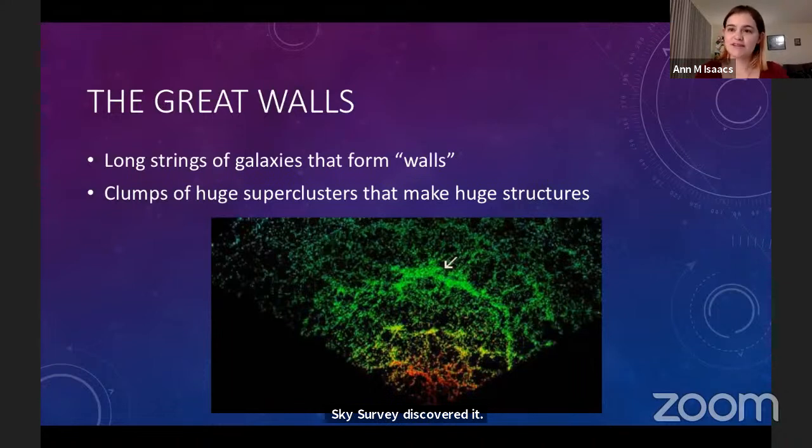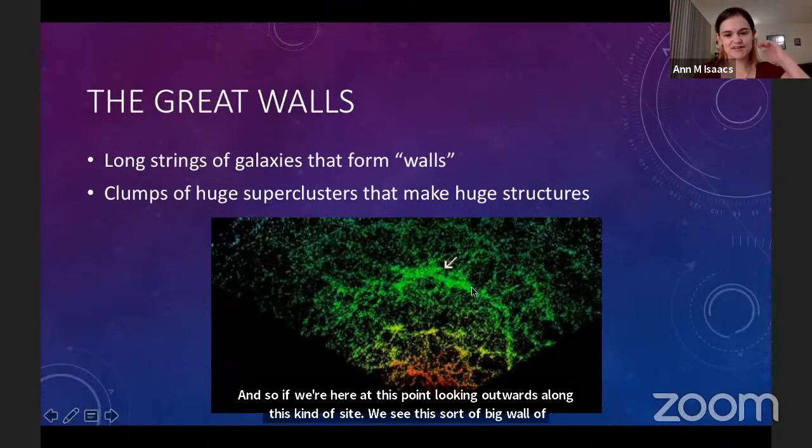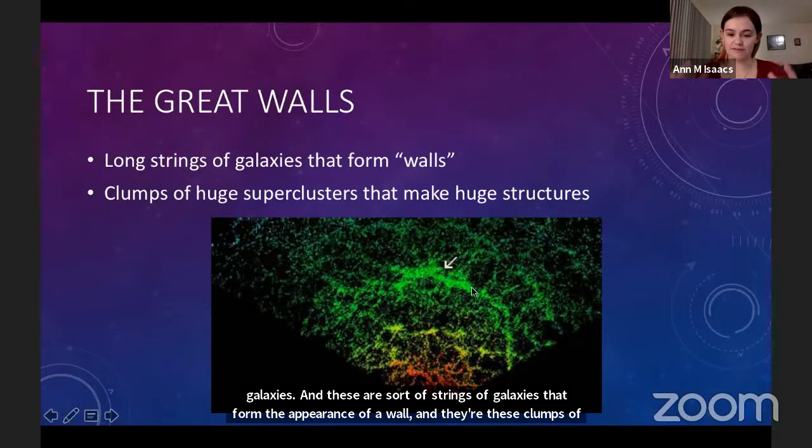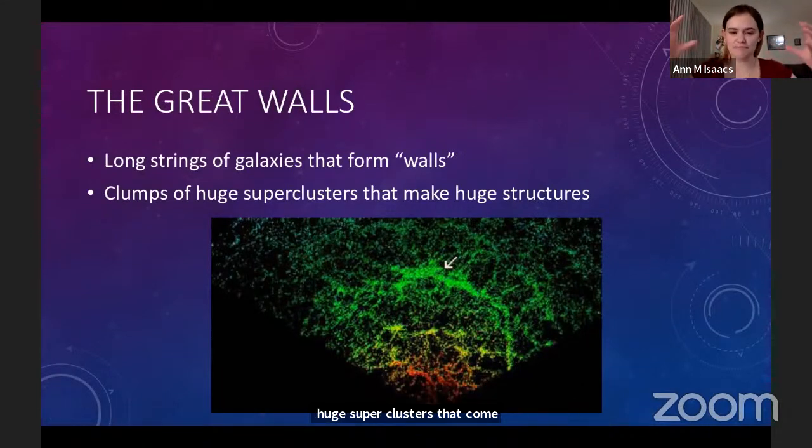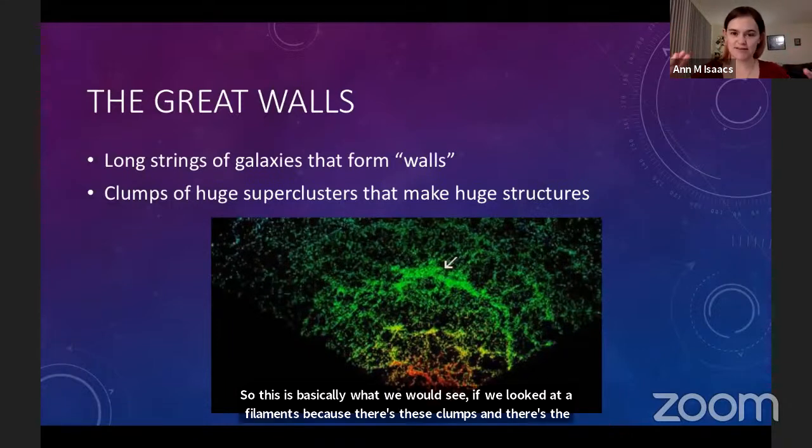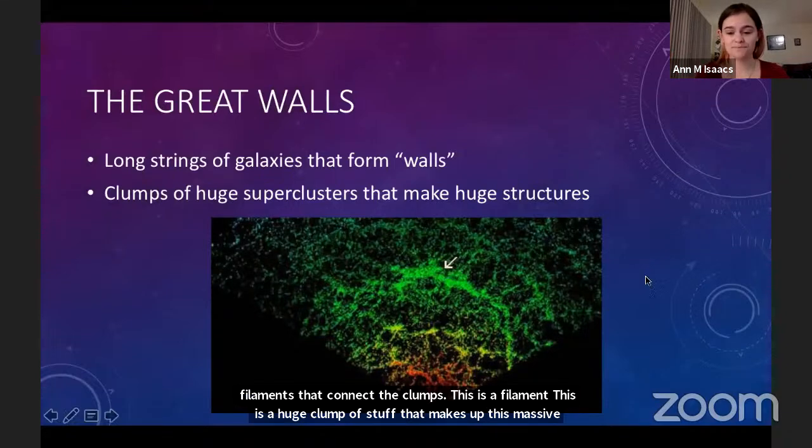So this is basically what we would see if we looked at a filament, because there's these clumps and there's the filaments that connect the clumps. This is a filament. This is a huge clump of stuff that makes up this massive superstructure. So that's pretty cool, because it means that we're looking at incredibly gravitationally dense areas. And we see one beyond Sloan that I don't remember the name of, but again, this is a structure we see. There's a few of them, which is quite cool.